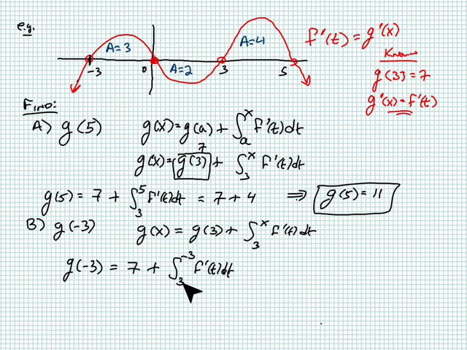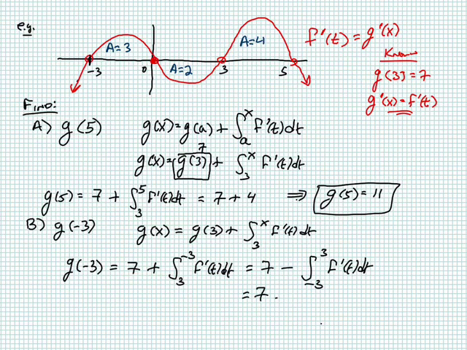Now notice here that it's going from 3 to minus 3, so I'm going to flip the integral and make this a minus. That's going to be 7 minus the integral from minus 3 to 3 of f prime of t dt. If I go up to my graph, this integral is equal to the integral from minus 3 to 0, which is positive 3, plus the integral from 0 to 3, which is minus 2.